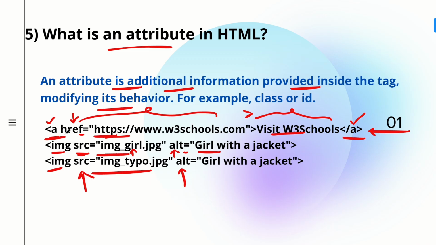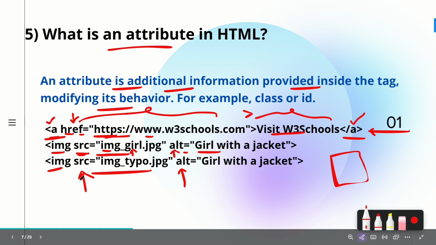In this a tag, you can see href. What is href? It means that whenever you click on this text, you are going to get redirected to this website. And for the image, whatever image you see, what is the content of this image, where is this image loading from? It is loading from this source, that is imagegirl.jpg. Then again we have one more example of the same image tag, where we have the src.